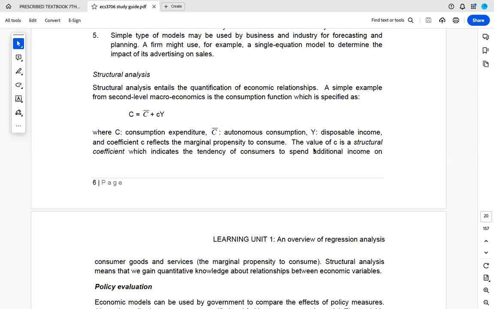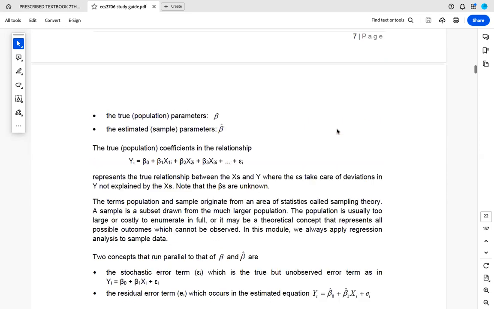So now once you've calculated C, for example, that's a structural coefficient, and like they say here, it indicates the tendency of consumers to spend additional income on consumer goods and services, right? And then C prime is autonomous consumption. So those values actually have an interpretation that has practical meaning. So that's one of the uses of econometric models.